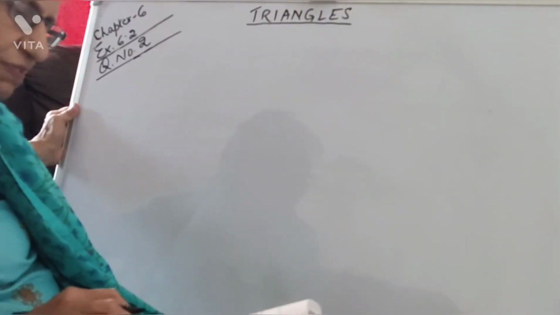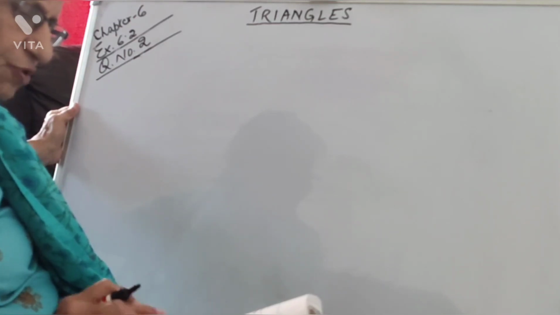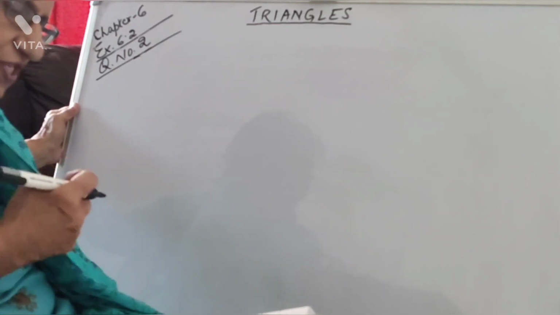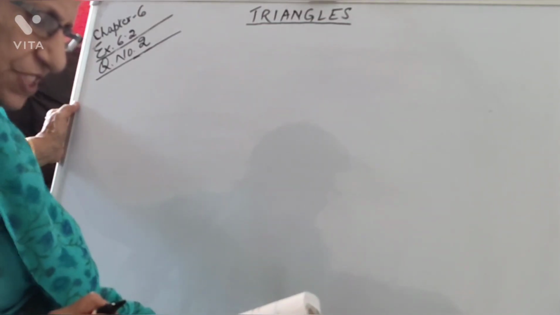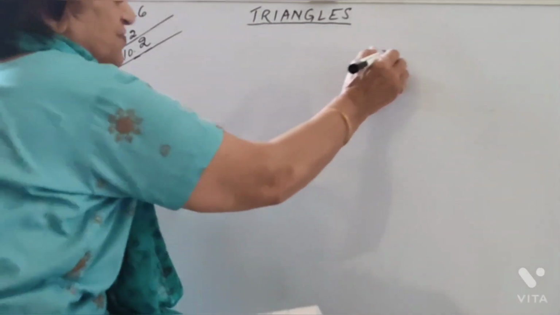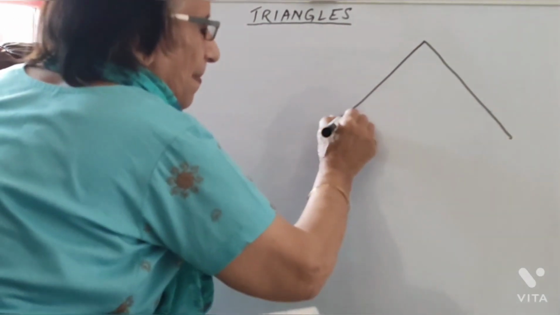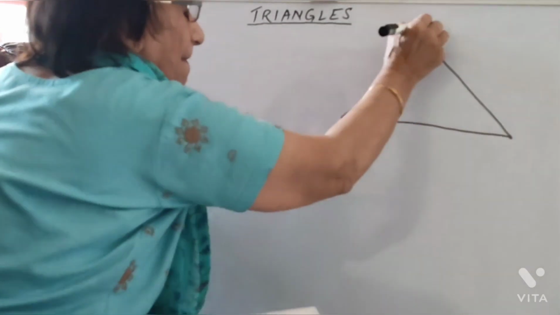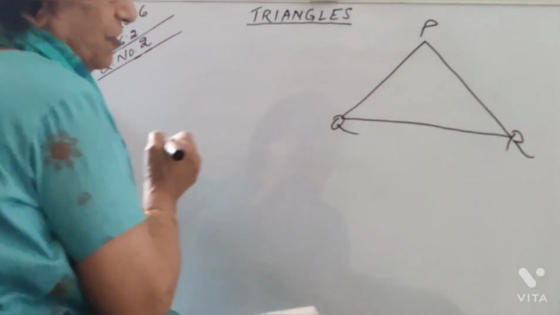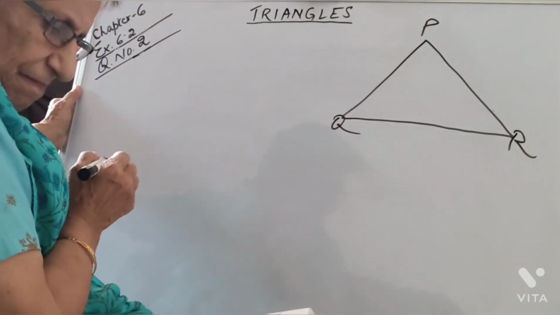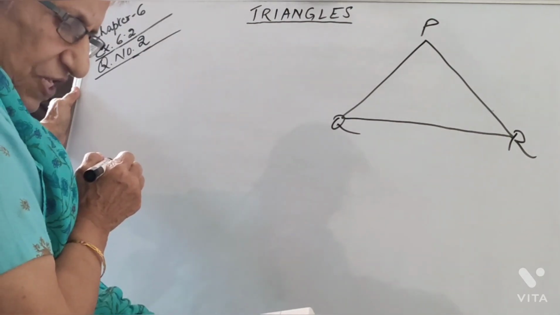Now let us do question number 2. Here in question number 2, no figure is given in the book. We'll have to draw it ourselves. E and F are points on the sides PQ and PR respectively of a triangle PQR. So let us take a triangle PQR. No figure given. You have to draw yourself now. PQR is a triangle. Question number 2.